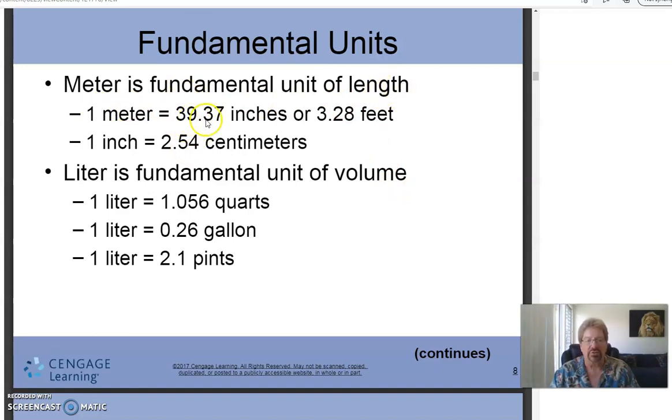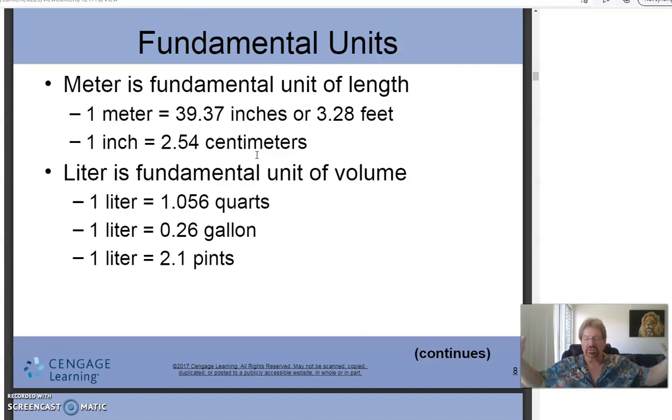Meter is the fundamental unit of length. 1 meter is 39.37 inches. Okay? How big is a yard? 36 inches. So a meter is 3.37 inches longer than a yard. 1 inch, you need to know this, is 2.54 centimeters. A centimeter is a 100th of a meter.